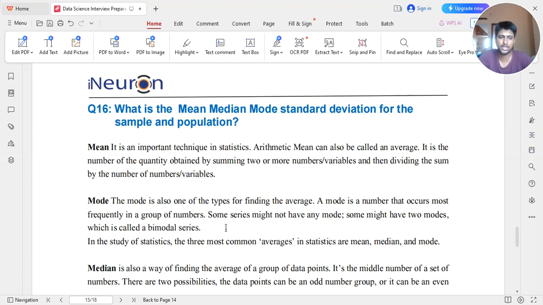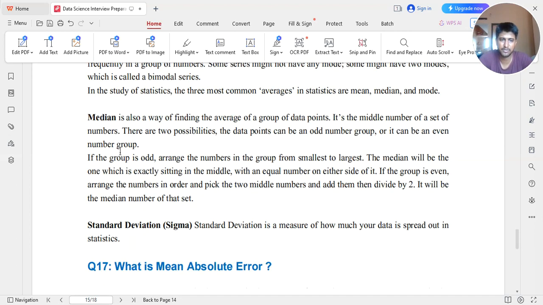So there will be a common question like what is a mean, what is a median, what is a mode. Okay, so mean is nothing but the average of all the data points. Mode is the most frequent item, right? Median is the middle value. Standard deviation is how much the data is spread out.